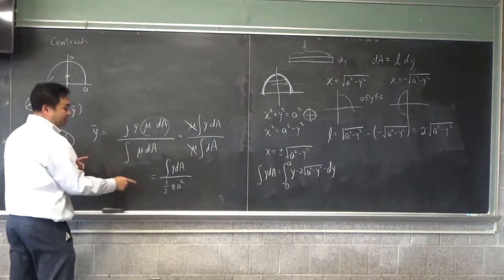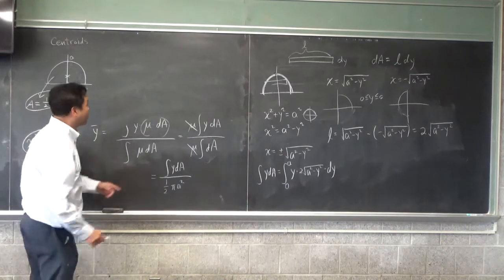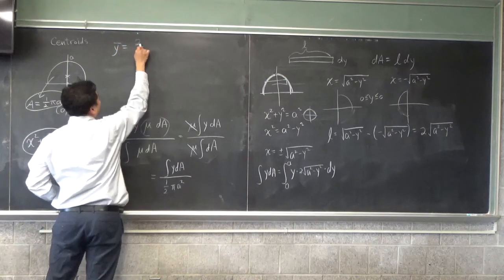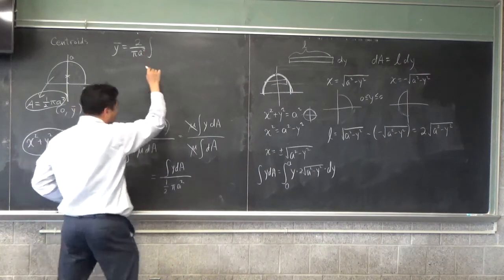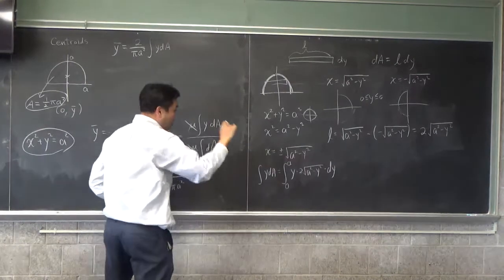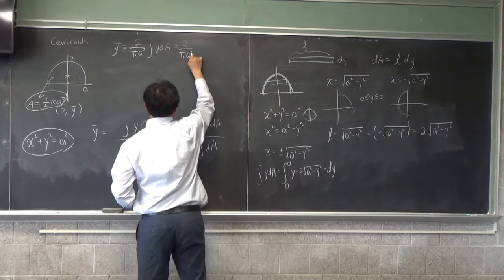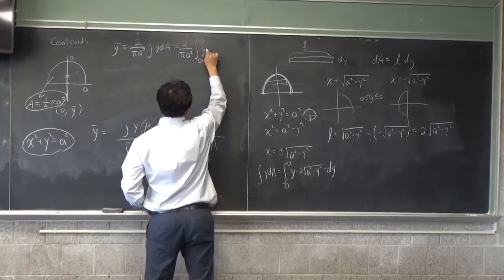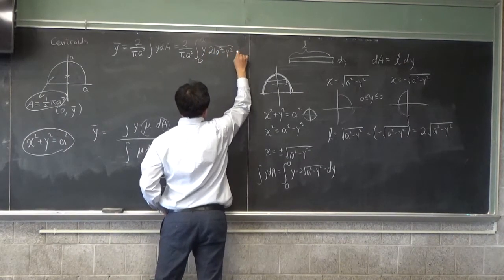And I'll just copy this over here again. So you can bring this 1/2 on the top, in front, so you know that y bar would be 2 over pi a squared integral of y dA. And we just found out that this integral would be the integral from 0 to a of y times 2 times square root of a squared minus y squared dy.